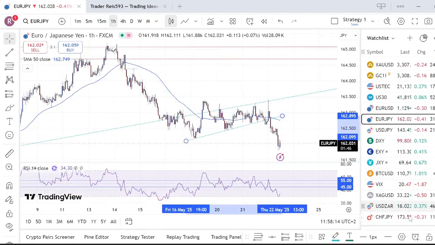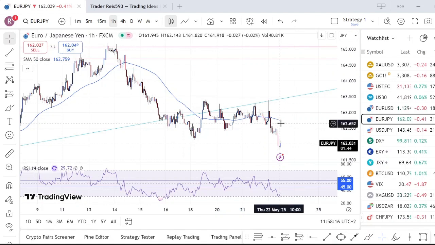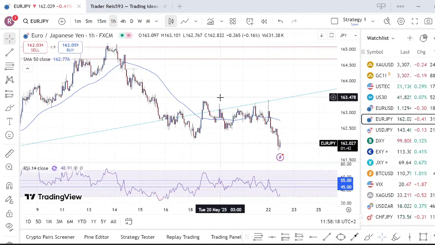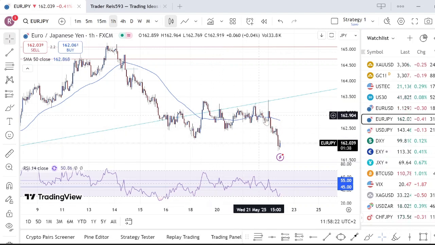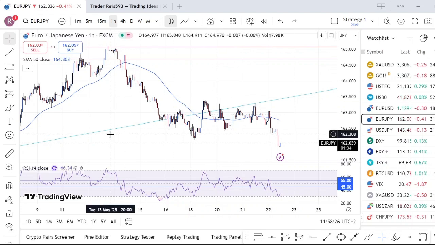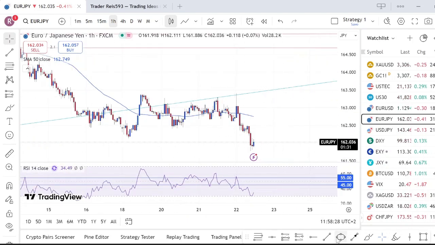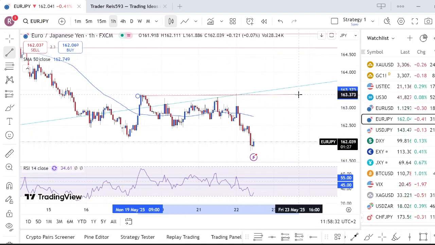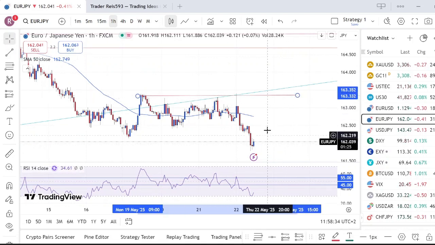Within the 1 hour time frame, we're trading comfortably below the 50 SMA. We are in the bearish region of the RSI. Despite having a consolidation zone where price traded upon the 50 SMA, we've continued to make lows from that position. At the current moment, we have our lower high structure at 163.37.